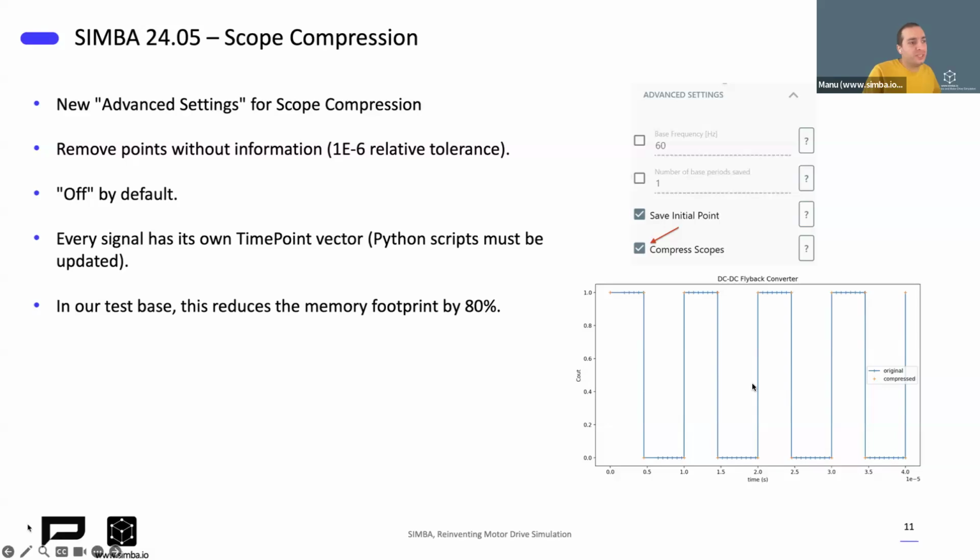Here you can see in the flyback converter that when we compress the scope, we just keep the points that carry information, and we remove all the points that are not relevant.